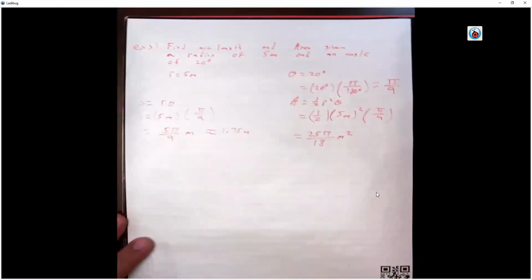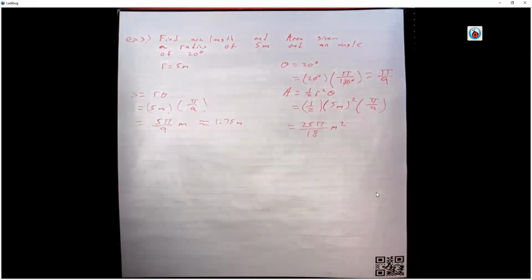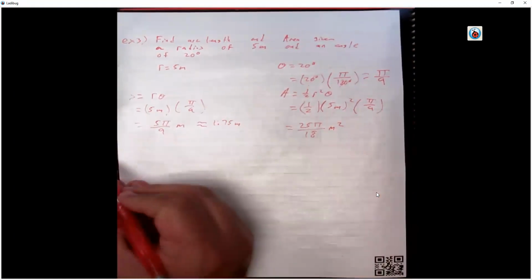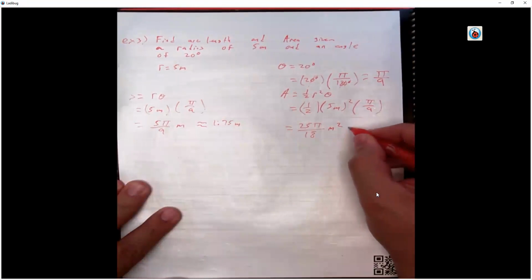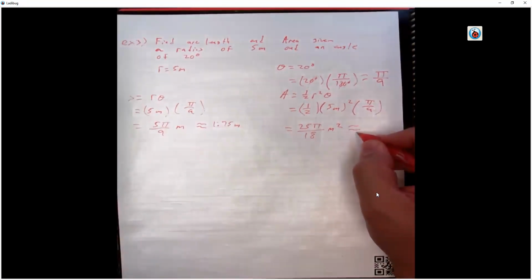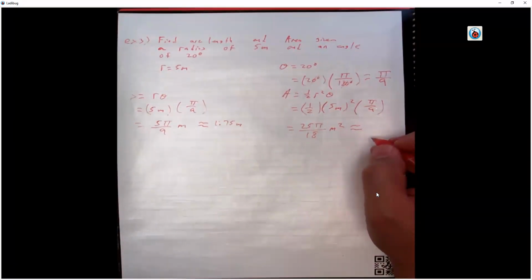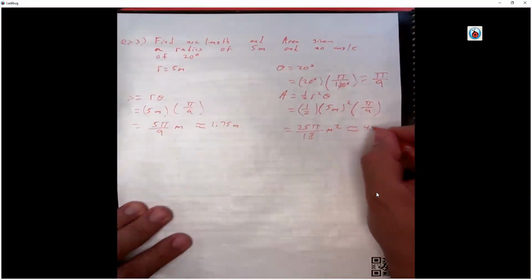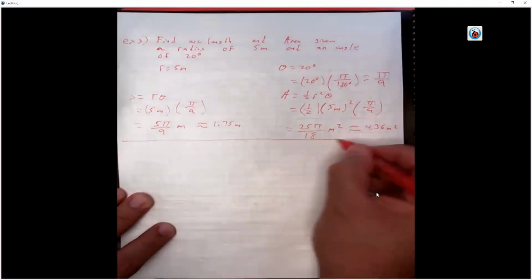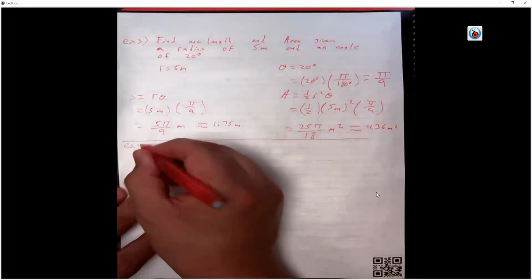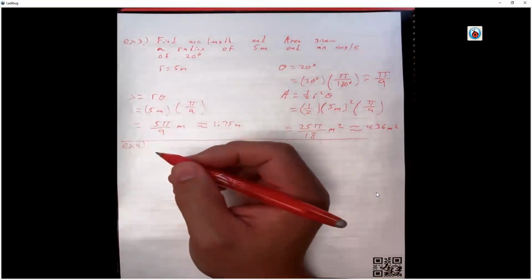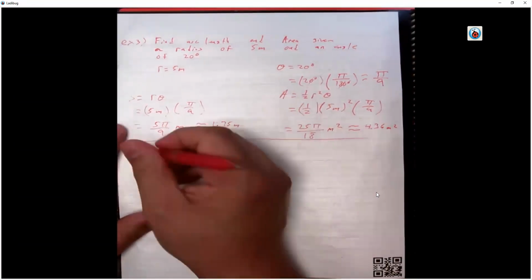Yeah, I didn't show too much of the fractions. Okay. Any other questions on number 3? .36 meters squared. Move on to 6.2 now.